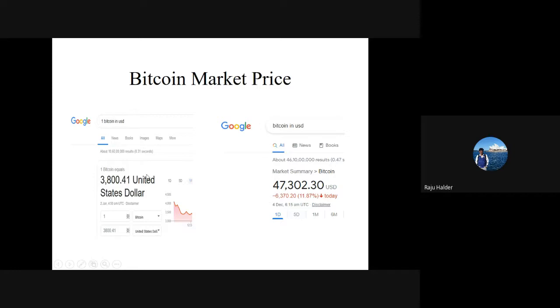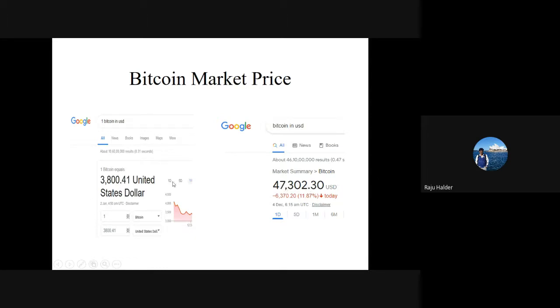At that time, in the beginning of 2019, that was the Bitcoin price. But when I searched yesterday, I found this is the price. Even now it's varying. Sometimes it's moving towards 60,000, sometimes 45,000, like that.